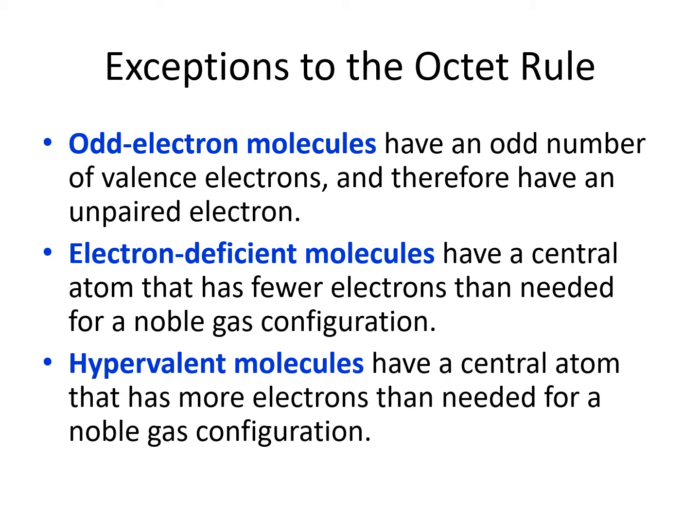Electron-deficient molecules have a central atom with fewer than 8 electrons. This occurs when the central atom is in group 2A or 3A.